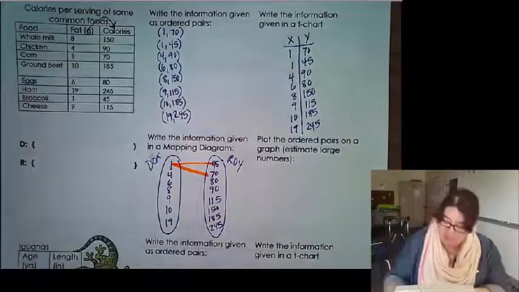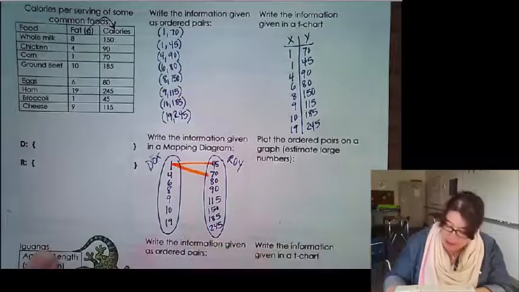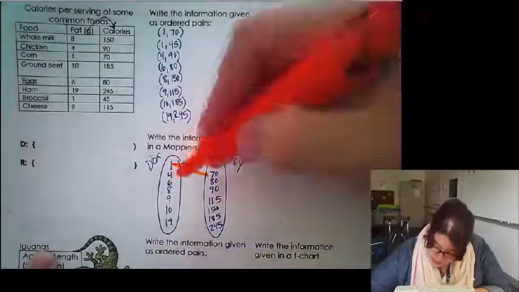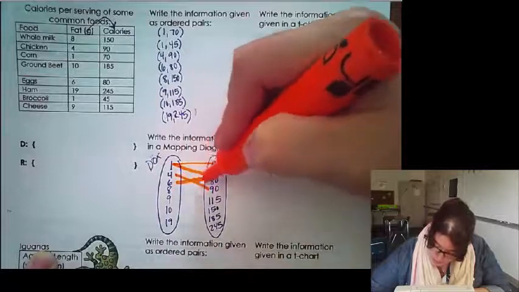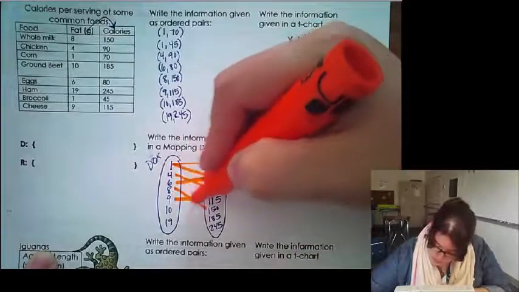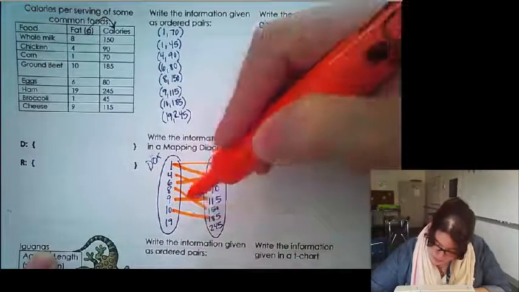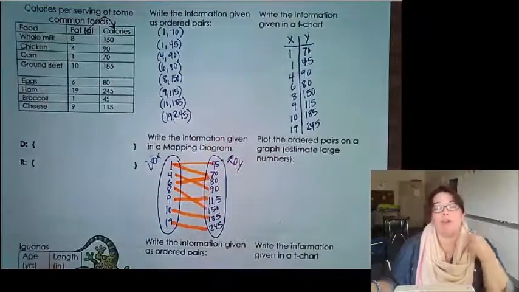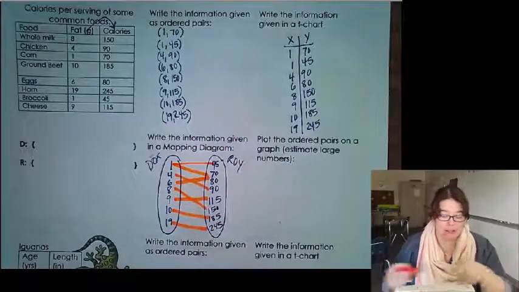We'll talk about that in a minute, or in a future lesson. 4 goes with 90, 6 goes with 80, 8 goes with 150, 9 goes with 115, 10 goes with 185, and 19 goes with 245. So that's what your mapping diagram should look like.